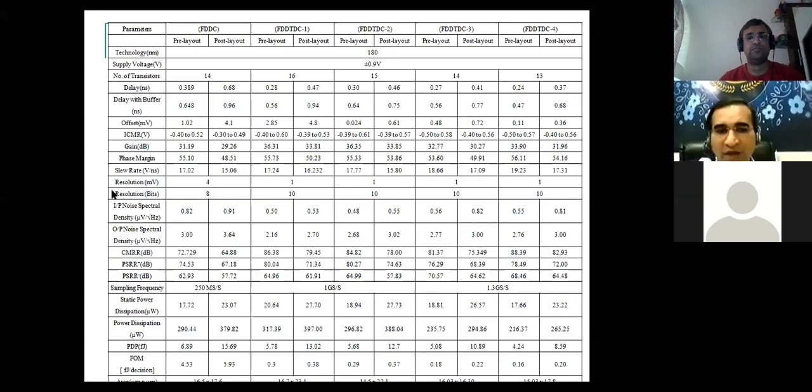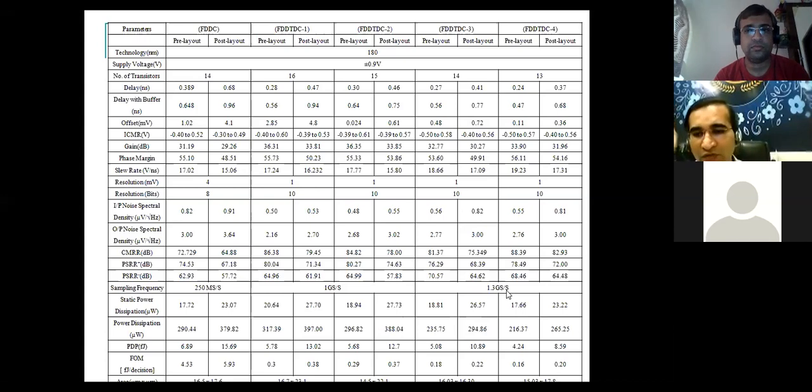Okay. So this is the final ultimate pre-layout and post-layout simulation that we have achieved. Here we have achieved 1.3 giga samples per second. Our desired specification was to achieve 1 giga sample per second. So the sampling frequency we have achieved is 1.3 giga samples per second.